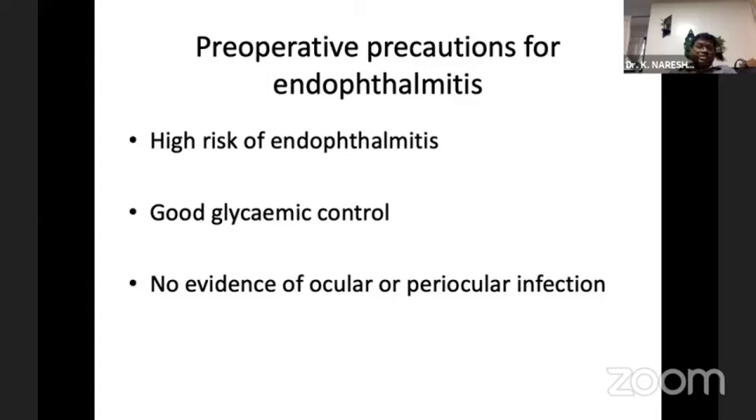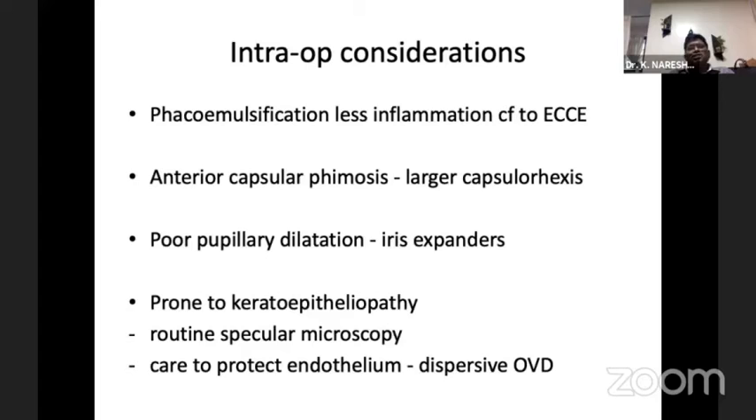The preoperative precautions which we have to take in these cases are basically for endophthalmitis, because they are associated with a high risk of endophthalmitis. So we have to go for good glycemic control before taking them for cataract surgery, and there should not be any evidence of ocular or periocular infection when we go for the surgery.